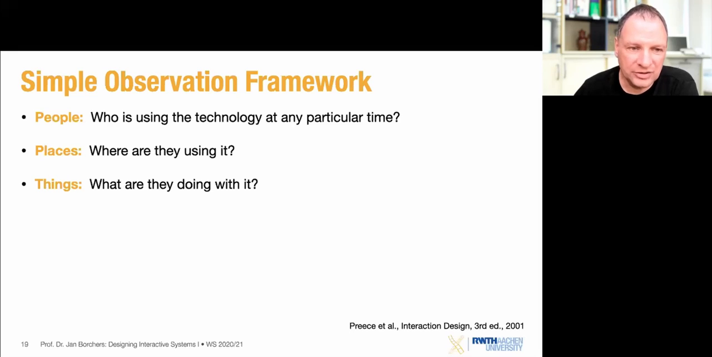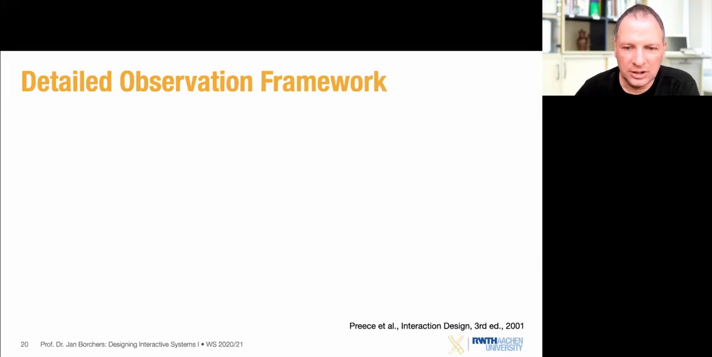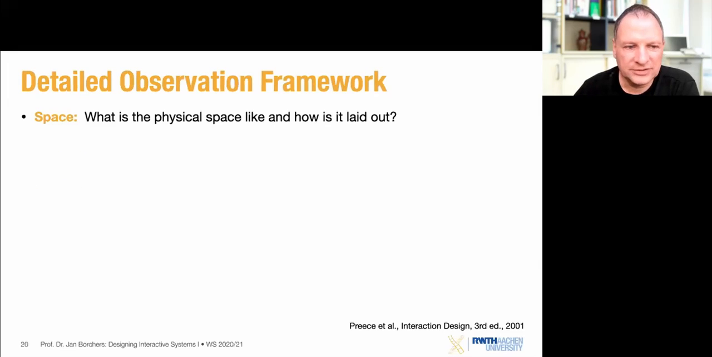Now, we can expand the simple observation framework a little, just to give you a bit more meat on each of these things: people, places, and things. For example, you need to figure out what's the physical space that something gets used in. Let's take a ticket machine. Where's this ticket machine being used? Oh, it's in the hallway of the main railway station, so a very busy place. Not a lot of privacy. How is it laid out? These things become important.